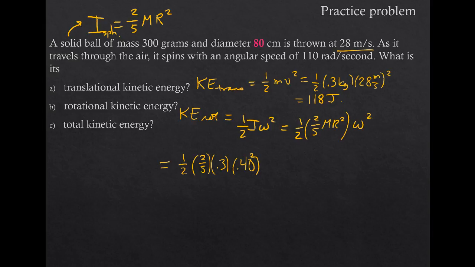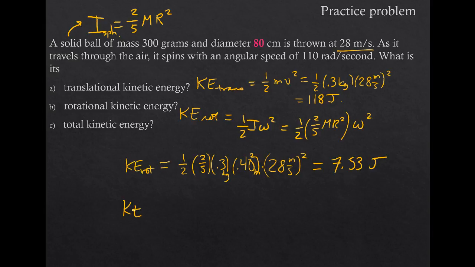80 centimeters divided by 2 is 40 centimeters, and then that's put into a radius. And then omega, 110 radians per second, is squared. So that's meters, that's kilograms, and I'm being really bad with units. I hope you'll forgive me. Okay, so 110 squared times 0.4 squared times 0.3 times 0.4 times 0.5. I just did this backwards for some reason, but that comes out to 7.53 joules. And so that's Ke rotational.